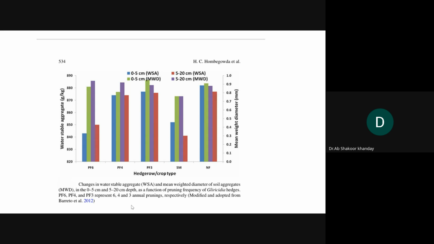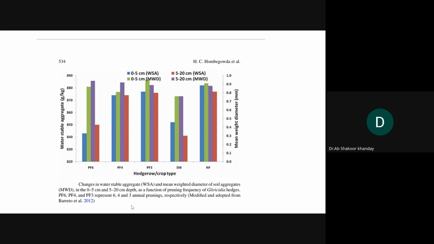this is the slide I'm trying to show you, the effect of alley cropping on soil physical property, one of the very important soil physical properties, that is soil structure. And as you can see, this is the pruning intensity. When the hedgerow pruning, that means when the pruning of the tree component was decreased, the effect on the soil aggregates was also improved. That means the alley cropping component, the tree component, its foliage, does have a very positive impact on the soil structure.